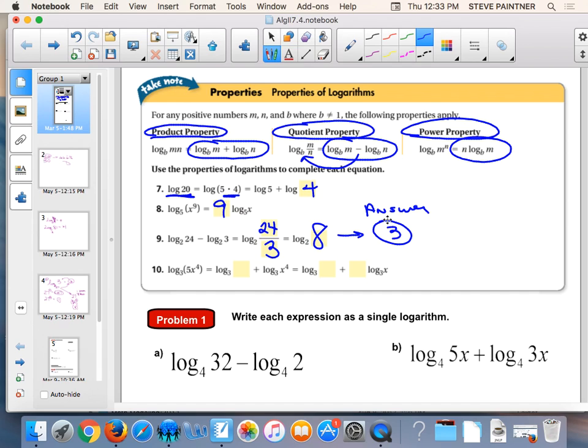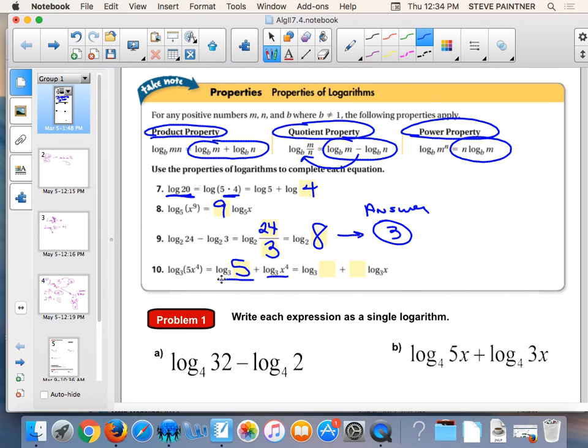All right, next problem. Log of, parentheses, 5 times x to the 4th. Because that's multiplication, you should go what? Multiply becomes addition. So you should say log of what? First number you're multiplying, 5. Second number you're multiplying, x to the 4th. Okay, so log of 5 plus log of x to the 4th.